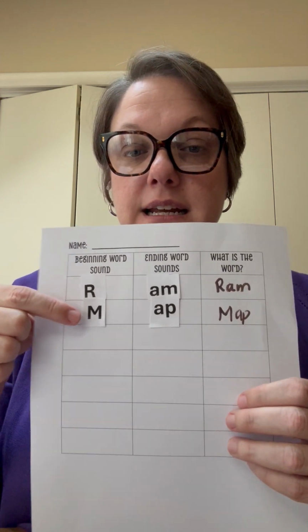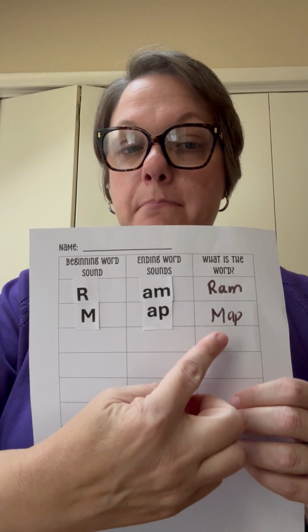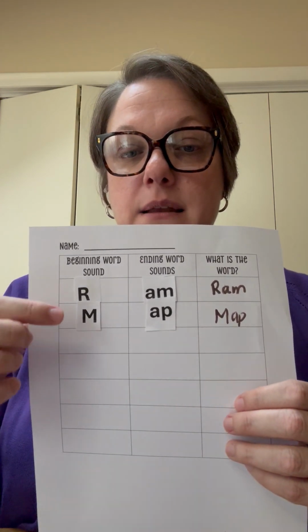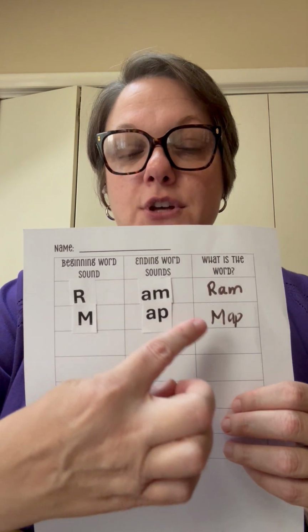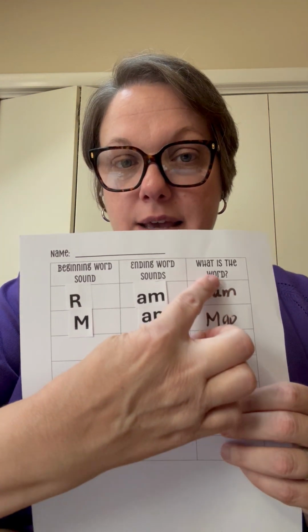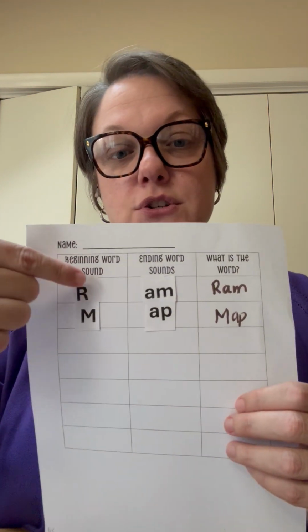Second word that's here is, what is the word? Map. How do you break that apart? What's the beginning sound? M. And the ending sound is ap. Map. So they're going to write the word over in the what is the word column. So these are two examples.